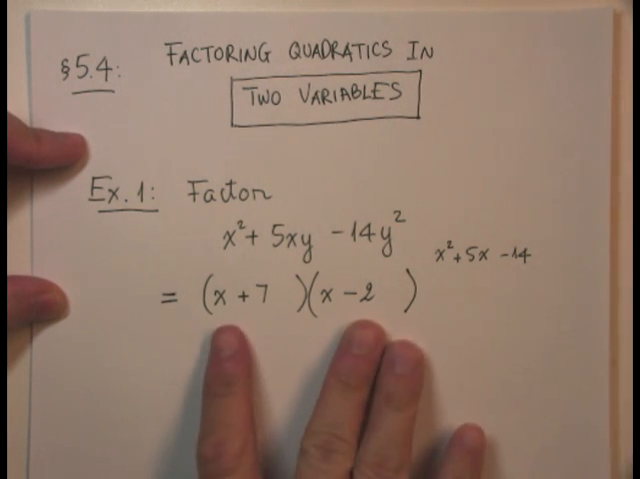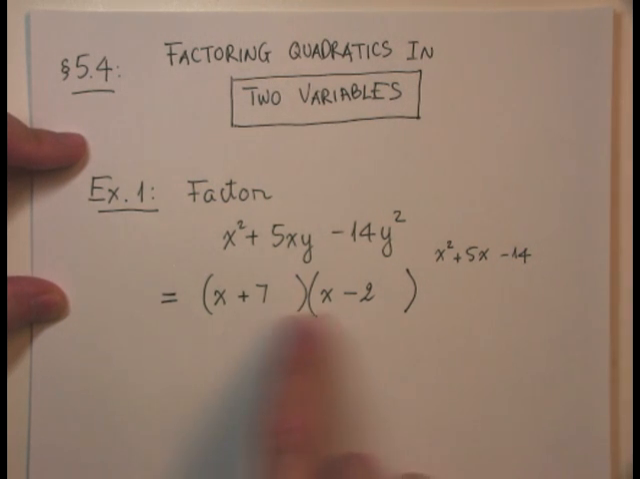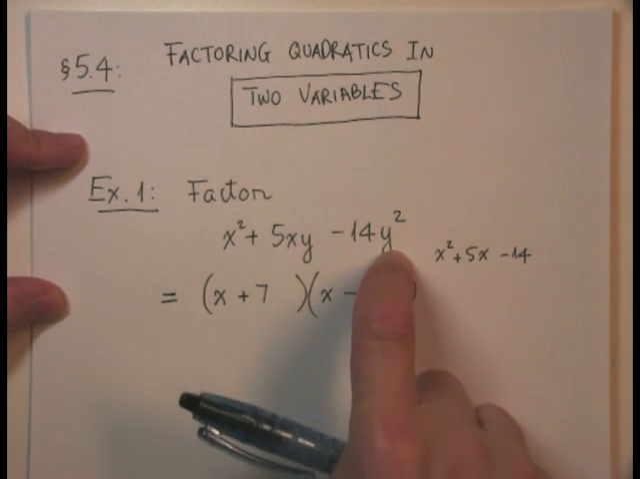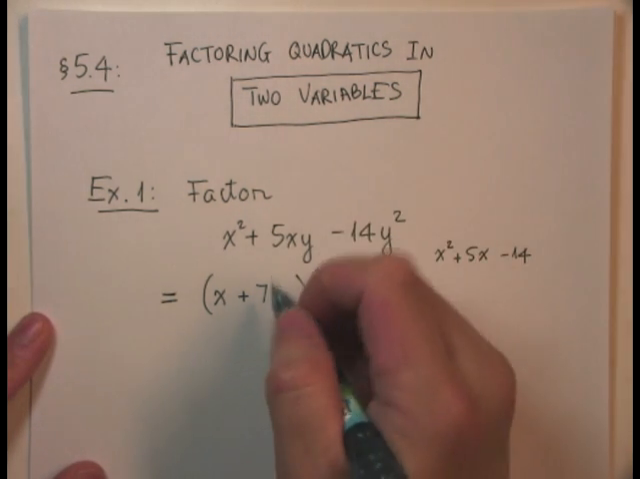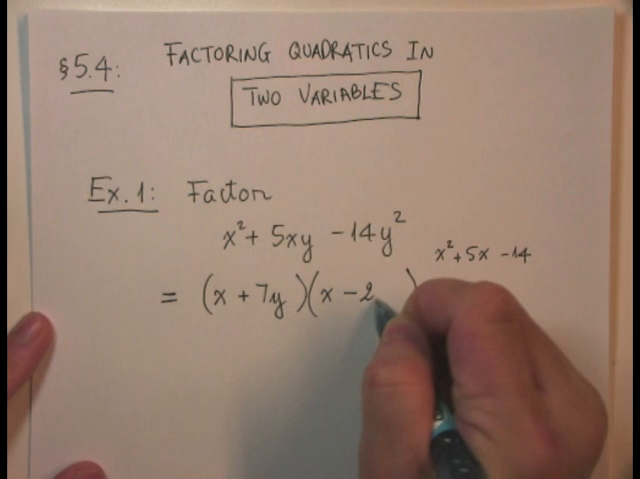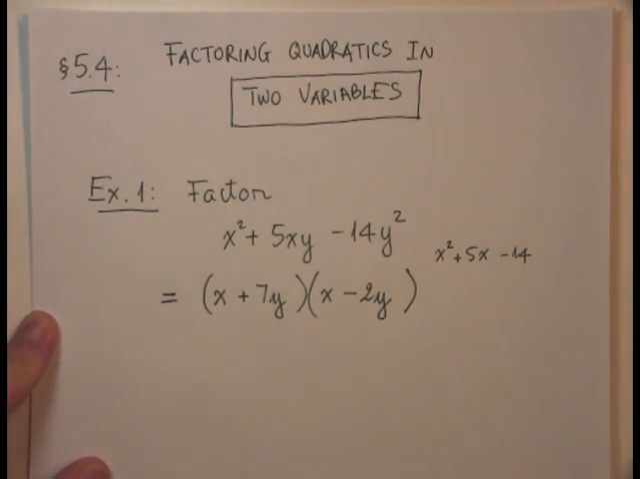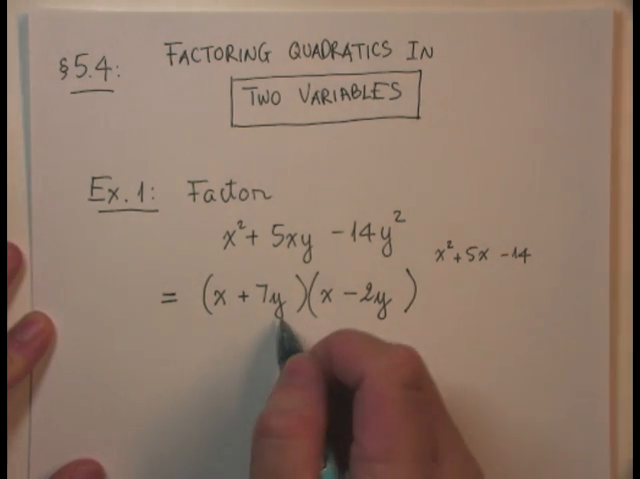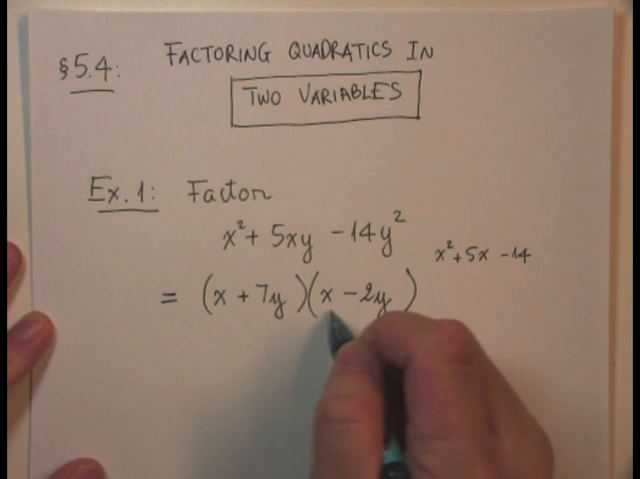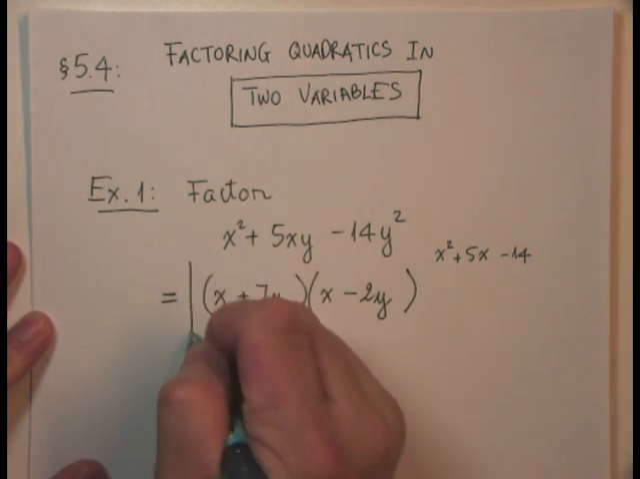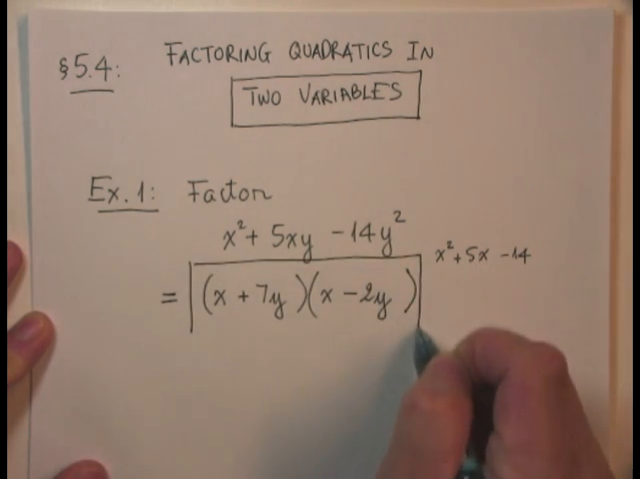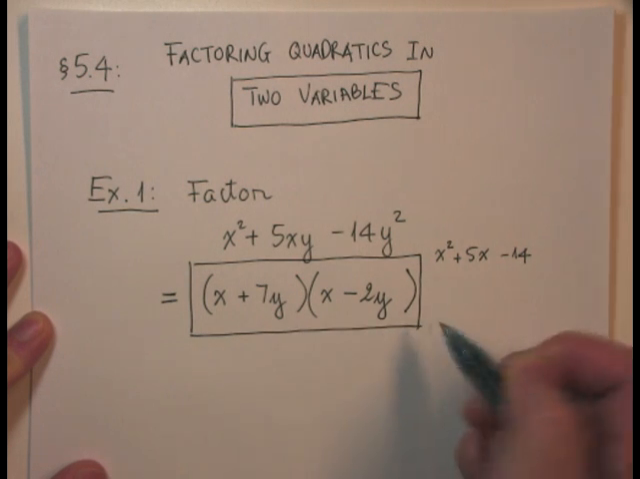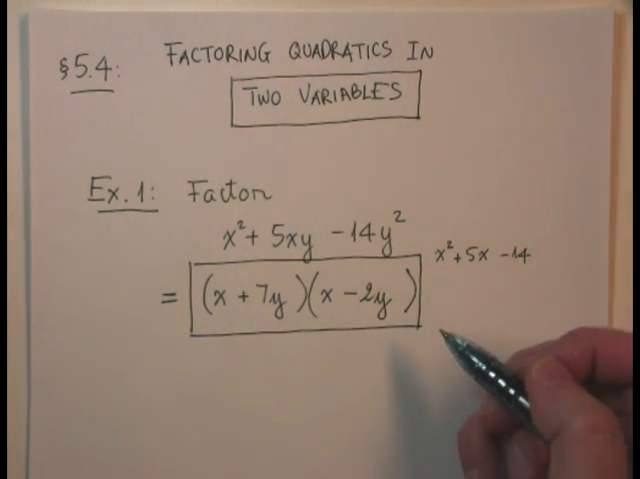But keep in mind, this is not going to be the end of our problem, because the problem originally started out with two variables, and there was the y in the original problem. So now I'm going to have to put the y back into the problem. So now x plus 7y in parentheses times x minus 2y. That is the factored form of my original quadratic in two variables.